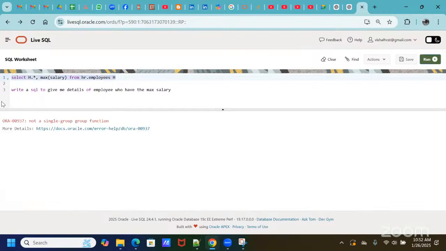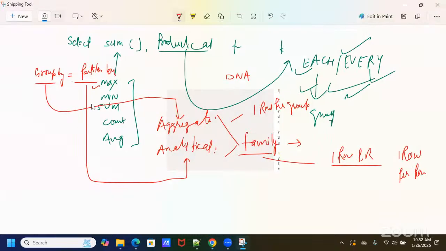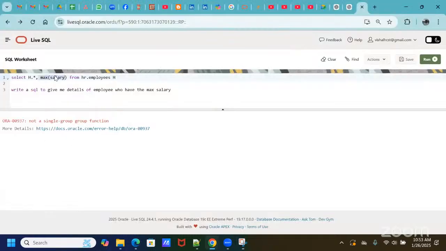Why does it give an error? Because whenever I'm writing any of these five aggregate functions, max, min, sum, count, average, whatever column comes along with it, that column will go to group by. Right? That we learned. Whatever column is used, that column will go to group by. So here it is a max, min, sum, count, average, so all the H dot star columns should come into the group by. Otherwise, it will give an error.